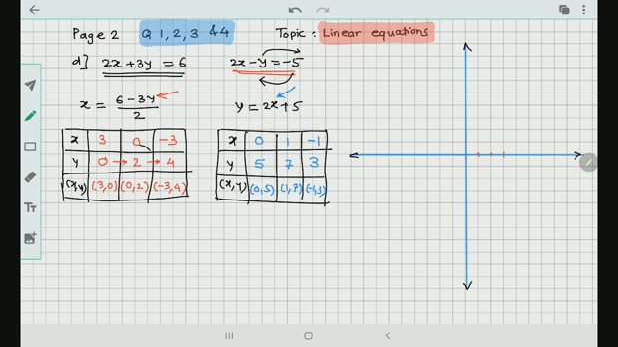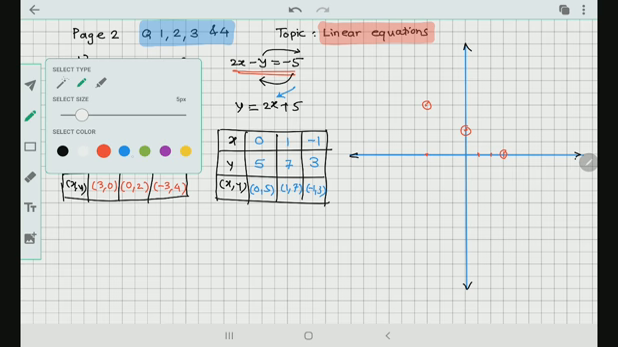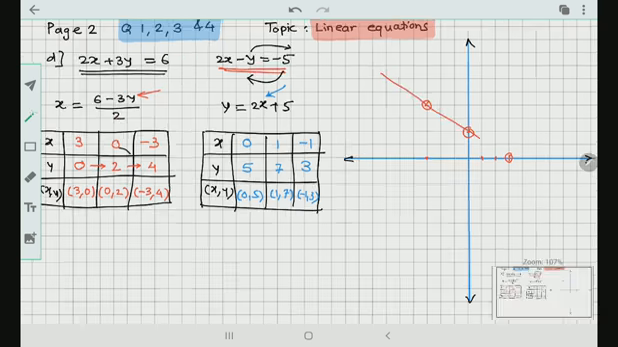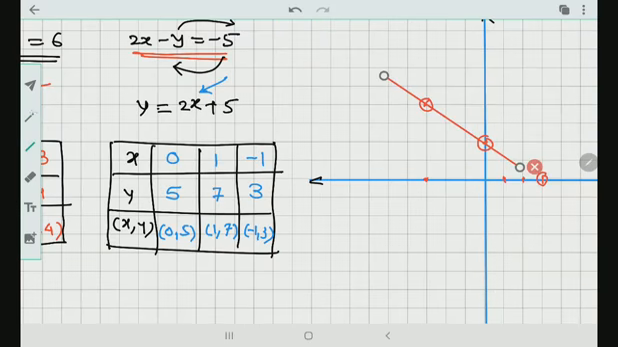So 3 comma 0 comes here. 0 comma 2 will be here. And minus 3 comma 4: minus 3 on the x-axis, yes, here is minus 3, and 4 is here. Correct? Okay, so what do you think? It is a straight line, or they form collinear points.